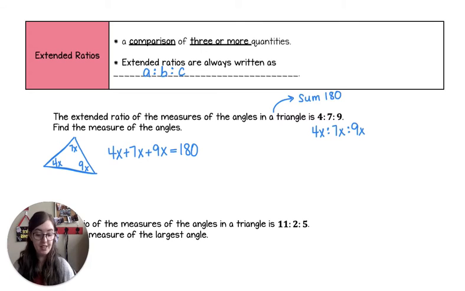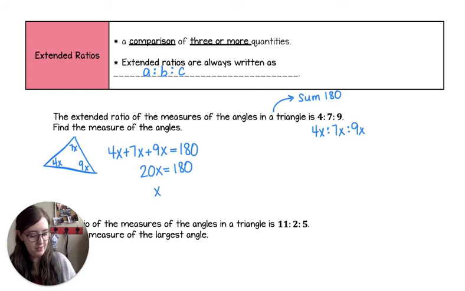So then we'll go ahead and combine 4x, 7x, and 9x since they're all on the same side. So 4x plus 7x plus 9x is 20x equals 180. Since 20 and x are being multiplied, I have to divide by 20 on both sides to get x by itself. So x will equal 9.